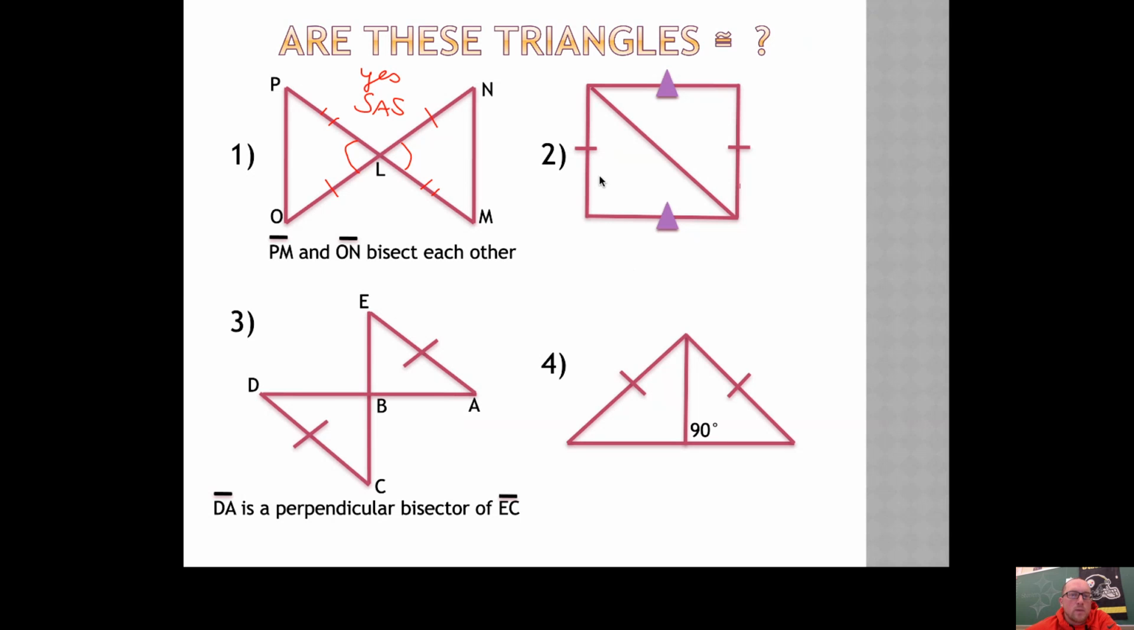Number 2, we have congruent sides. We also have a shared side by the reflexive property. And we have some parallel lines. That gives you congruent alternate interior angles. So you got two pairs of congruent sides, one pair of congruent angles. Are the congruent angles included? No, they aren't. This is your ASS arrangement, and that doesn't prove that the triangles are congruent.